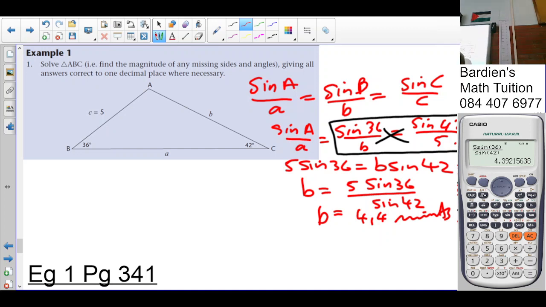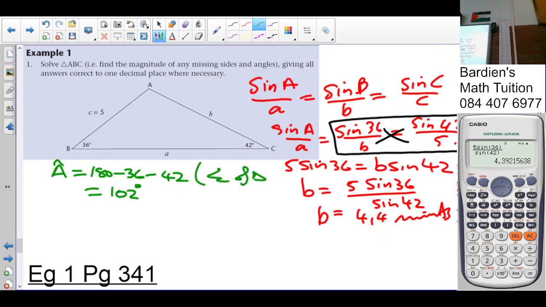So in pursuit of calculating lowercase a, I need to know angle A. So angle A is equal to 180 minus 36 minus 42, which is 102. Reason: sum of angles in a triangle. It's triangle ABC. So this is 102 degrees. Now I can say this is 102, and this is 4.4. So what do I do now?